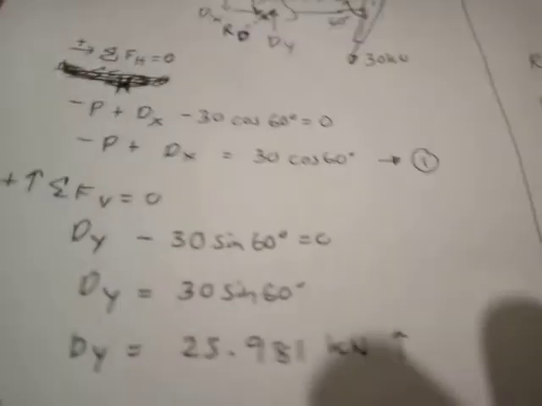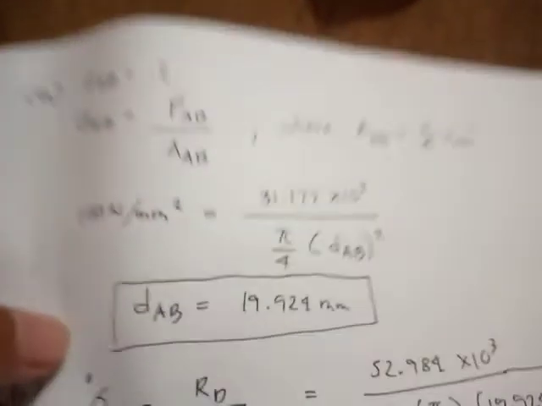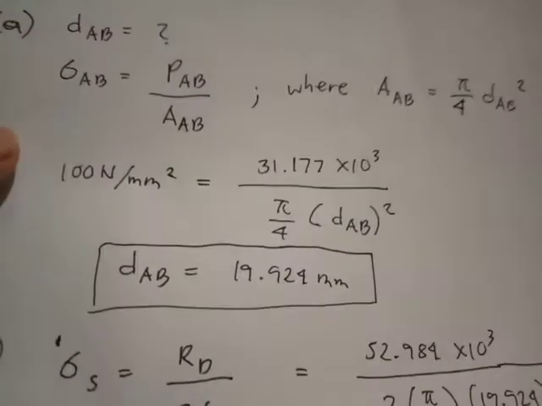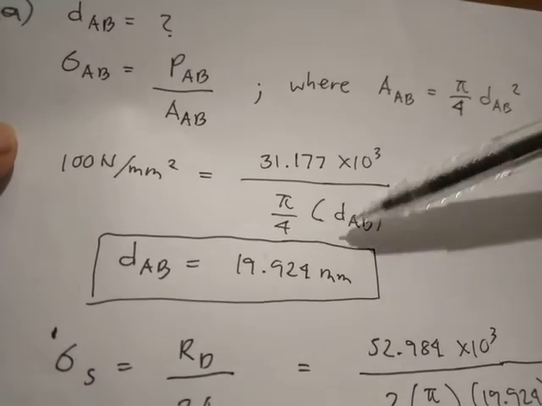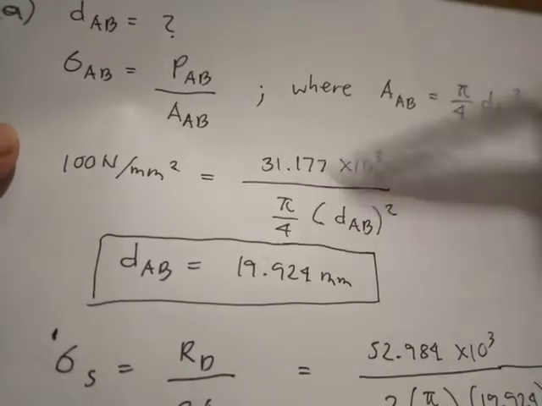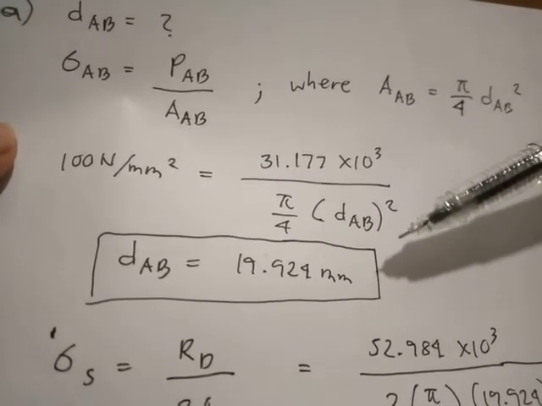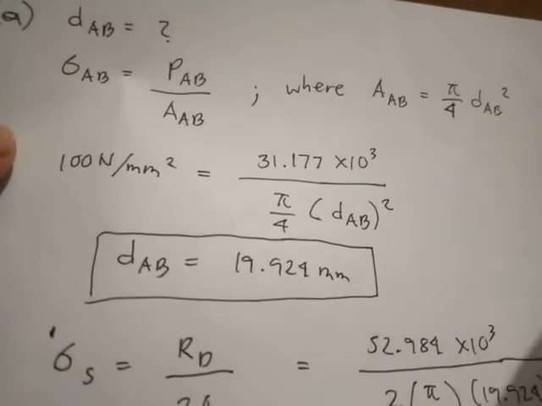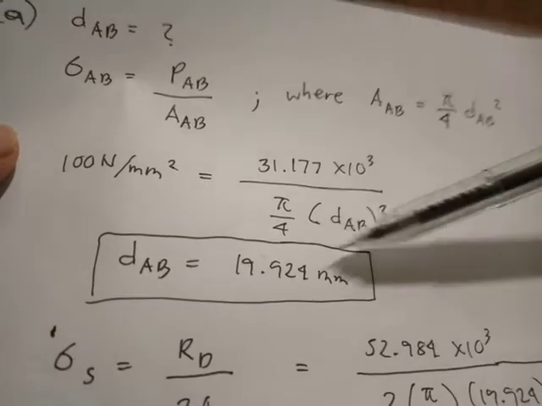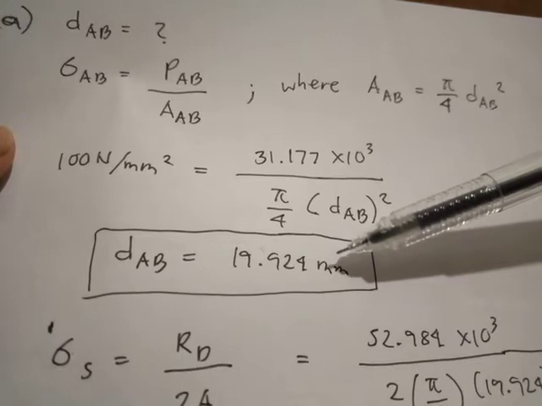Ayan yung na-compute natin na P. Yan yung gagamitin natin. Equivalent siya sa force ni PAB. So, substitute, then over pi over 4 DAB squared. Ilipat mo doon. Pwede natin gamitan ng simple algebraic manipulation or by using your calculator, we can get 19.924 mm. Ito yung minimum na diameter at pin AB.